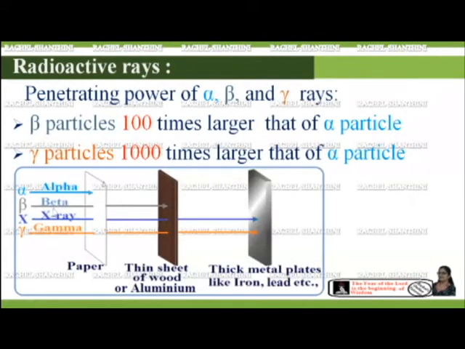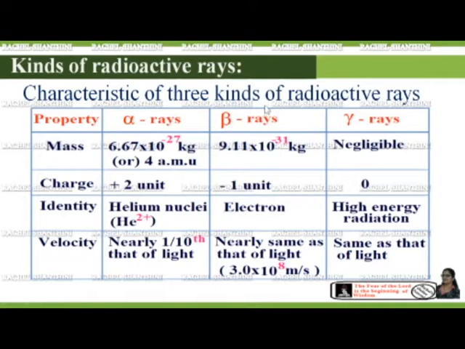When you look at the penetrating powers of alpha, beta, and gamma rays, beta particles are 100 times more penetrating than alpha particles, so they can penetrate through paper. And gamma rays are 1,000 times more penetrating than alpha particles, so they can penetrate through paper as well as through a thin sheet of wood or aluminium. Characteristics of the 3 kinds of radioactive rays, that is alpha rays, beta rays, and gamma rays, are given in this table.